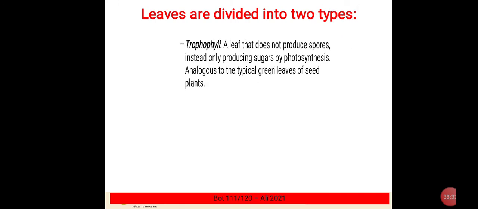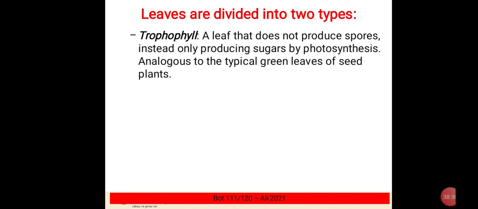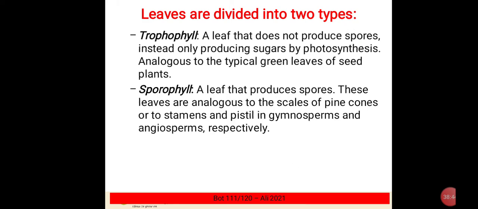Now, leaves are divided into two types, and that is trophophyll and the other one is sporophyll. Leaves in ferns are divided into two types, trophophyll and sporophyll. Trophophyll are leaves that do not produce spores, but instead they produce sugars by photosynthesis. Now sporophyll produce spores, and these leaves are analogous to the scales. They produce spores, they do not carry out photosynthesis.